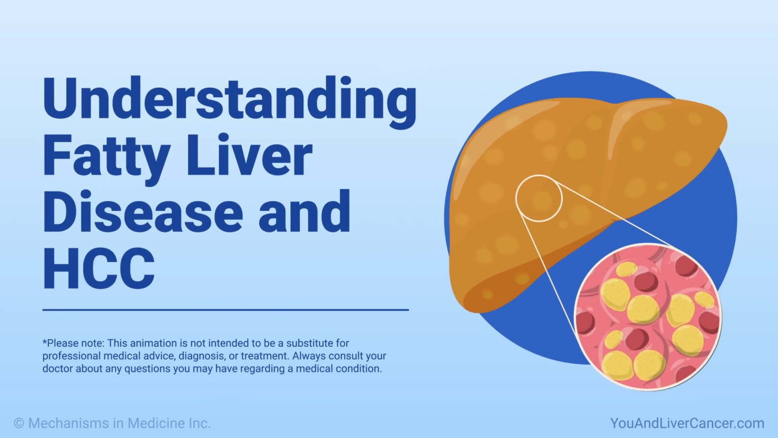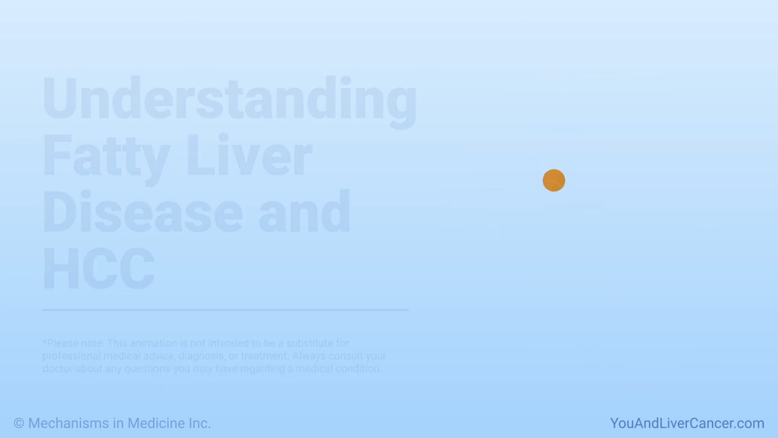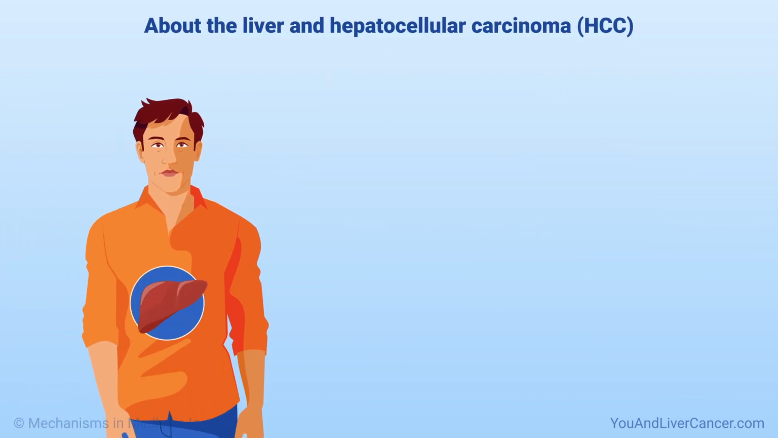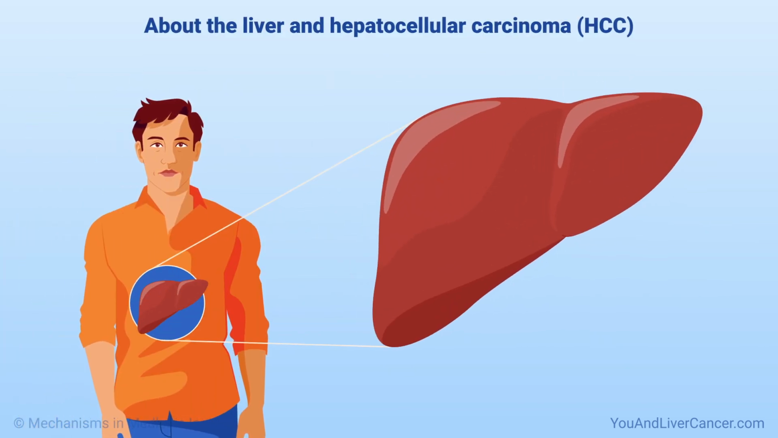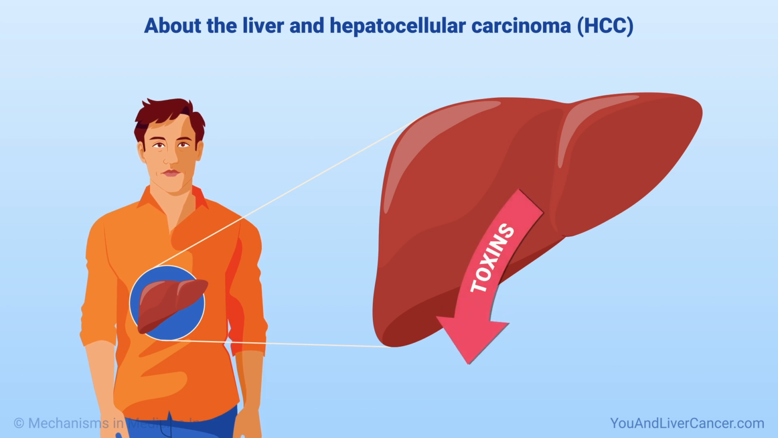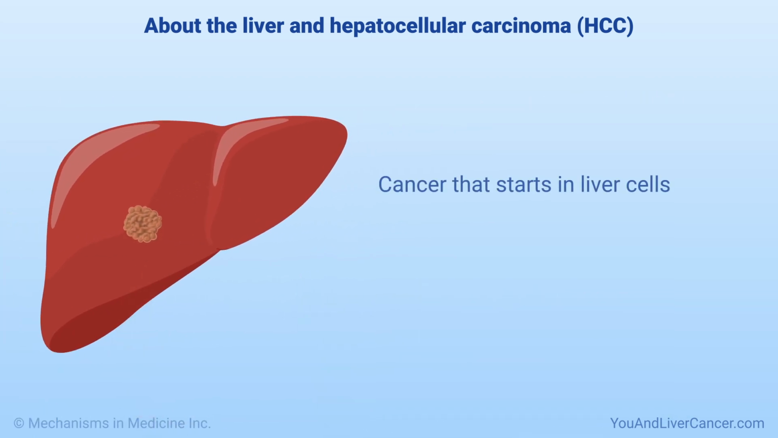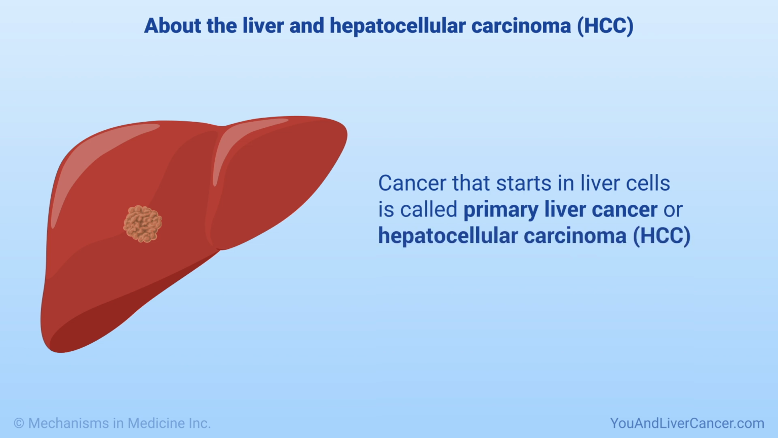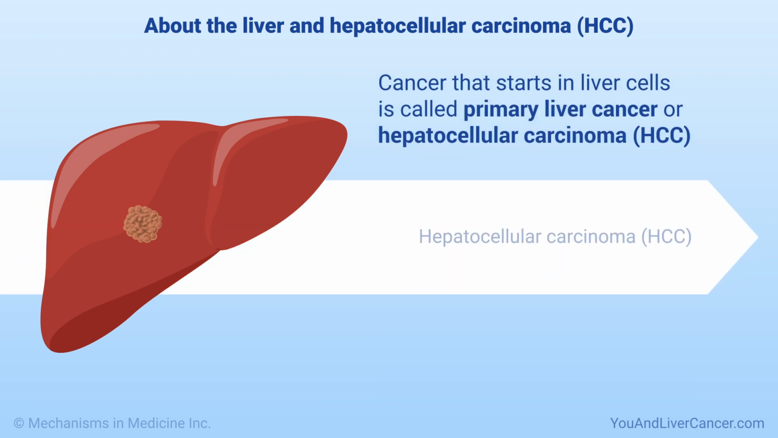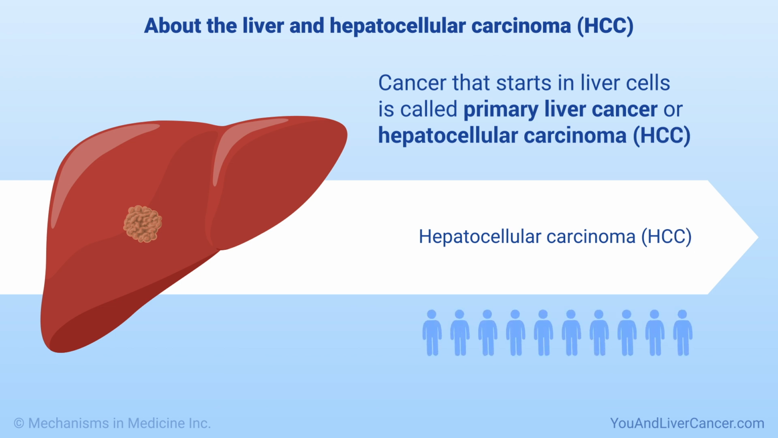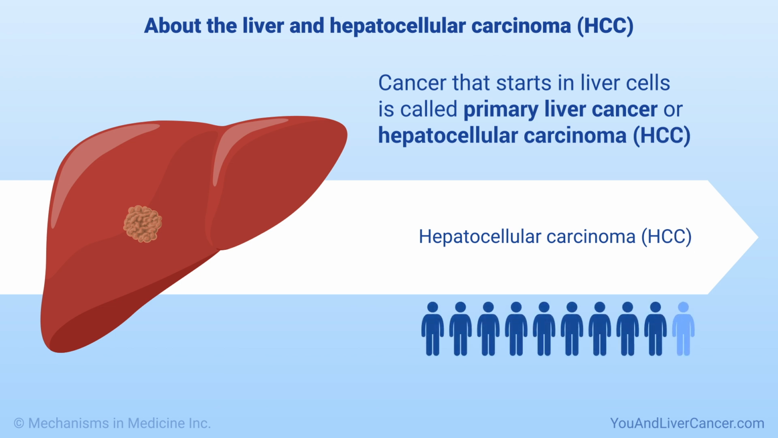Understanding fatty liver disease and hepatocellular carcinoma, or HCC. Your liver performs many essential functions. For example, it helps remove toxins from your body and store necessary nutrients. Cancer that starts in the liver cells is called primary liver cancer, or hepatocellular carcinoma, or HCC for short. 9 out of 10 liver cancers are HCCs.